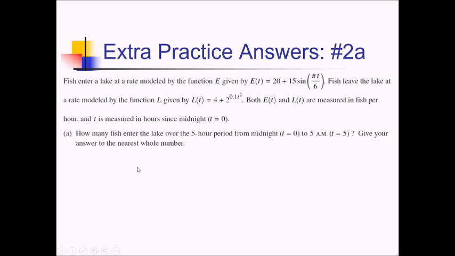So I have the integral then from 0 to 5 of E of t dt. And since I don't really care how many fish are leaving, just the total number entering, regardless of how many leave, this is all I'm going to need on this problem. I just have to do it on the calculator now.